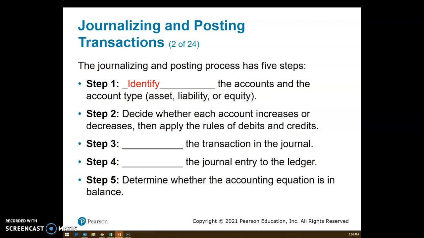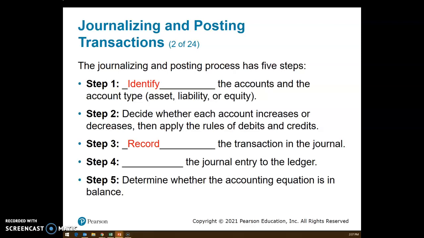Okay, and step 3 will be record the transaction in the journal. So we've identified the accounts, if it's an asset, liability, or equity. Remember, there's always going to be at least 2 accounts that are affected. Determine whether each account is going up or is going down, and then establish the rules.